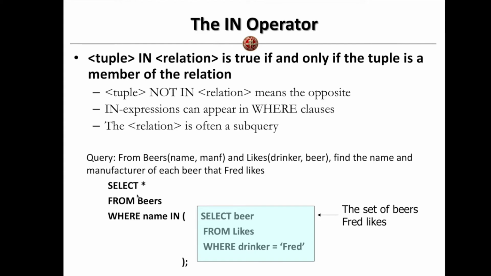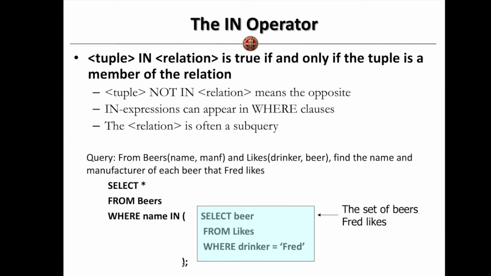We can write down select star. I hope you still remember what the star is here. From beers, where name in this subquery. And we have a semicolon denoting the end of this query. Here we use this in operator to help us. The in operator will check if this attribute is in the return result of this subquery or not. If so, we will select them and return them. Otherwise, we will just prune them.